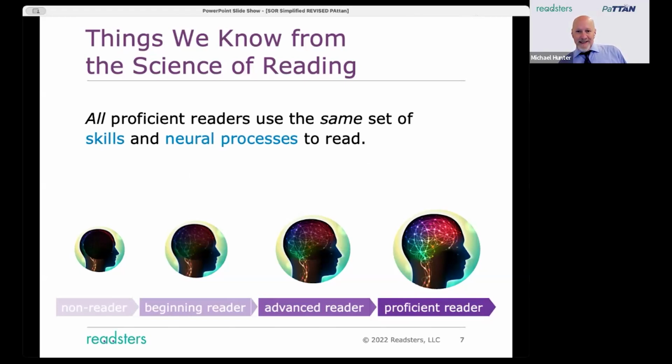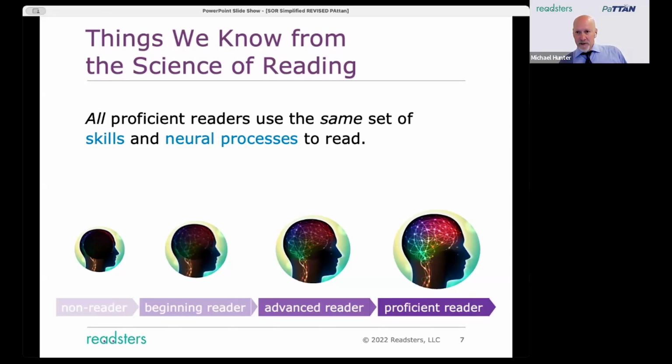so all good readers, use exactly the same set of skills and neural processes to read. So with what we're able to do now in science with looking at live brains and being able to measure blood flow and activity in live brains, scientists are able to see what goes on in a proficient reading brain while the reader is reading. And when they look at different reading brains, they all are activating the same pathways. So somehow, all good readers developed these pathways and these neural processes to become readers.